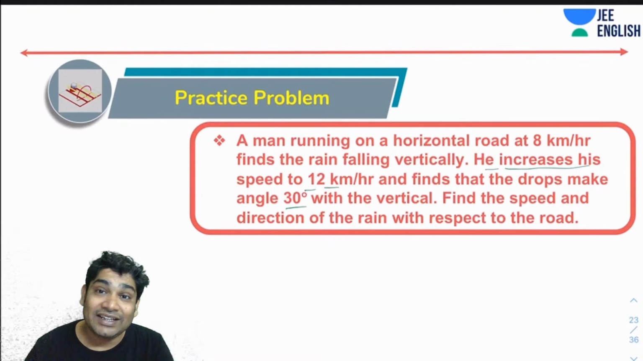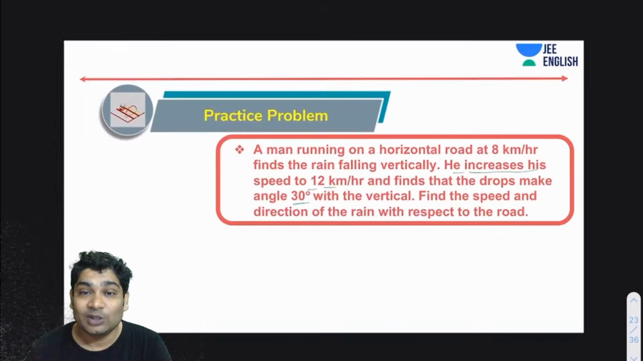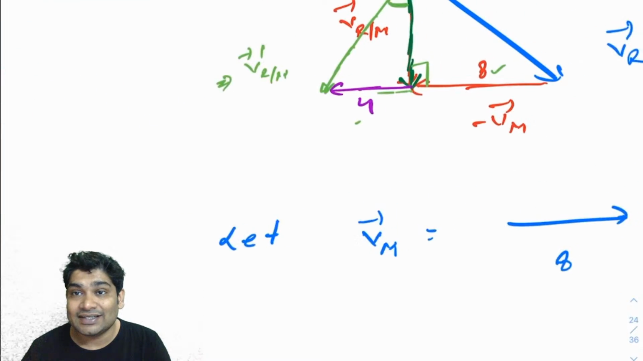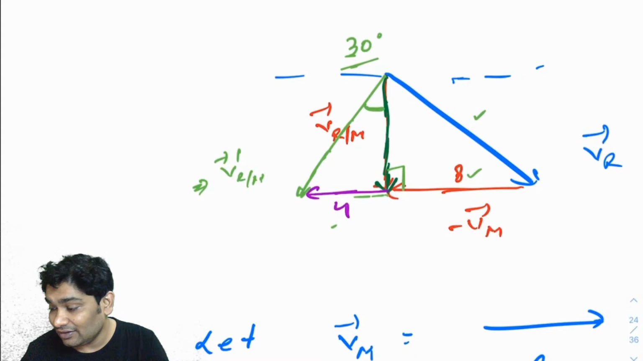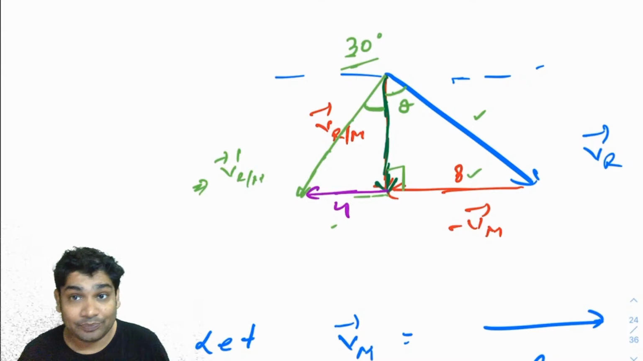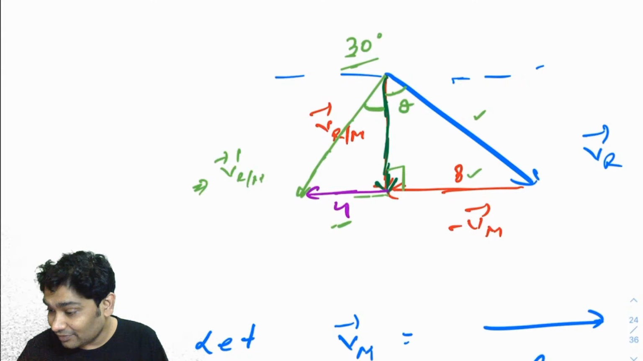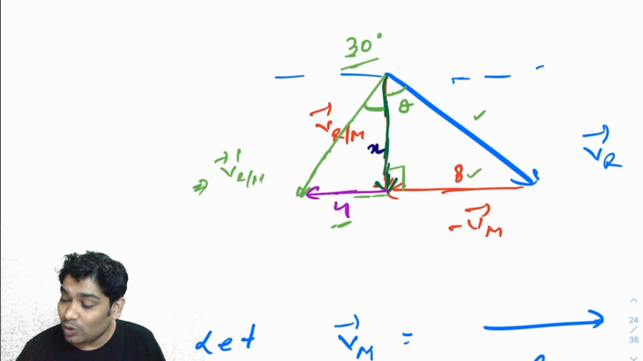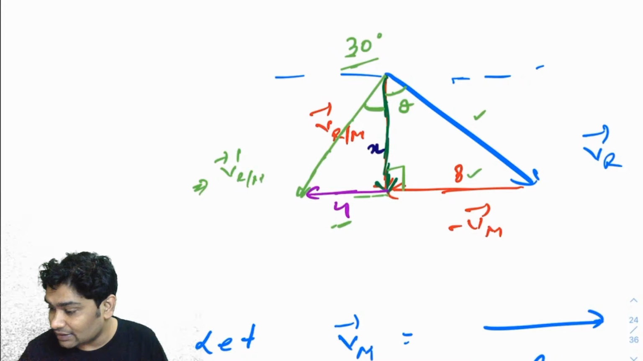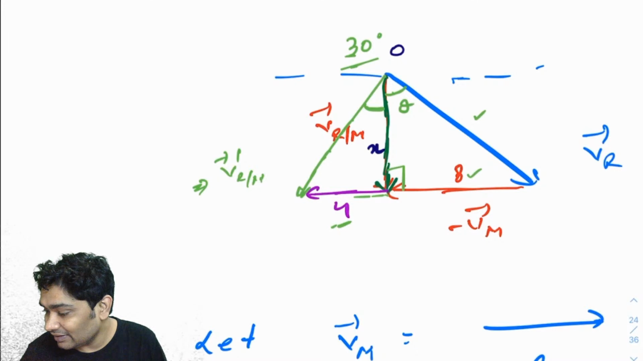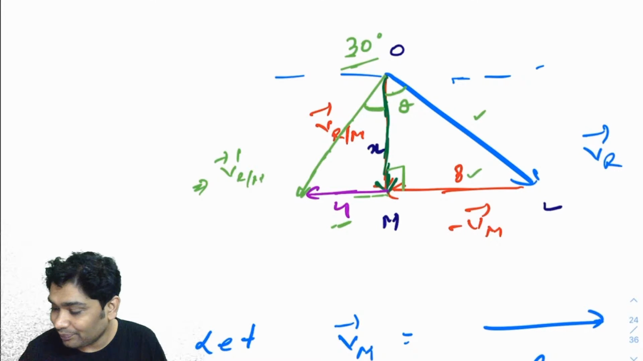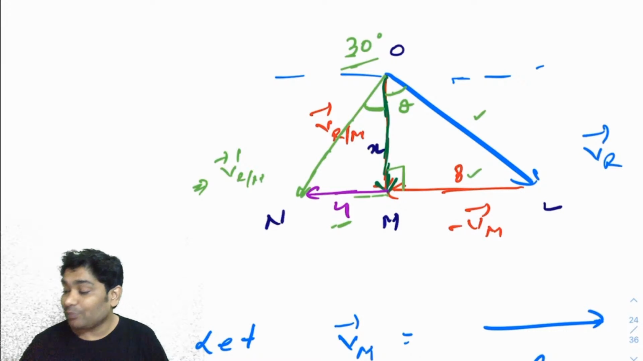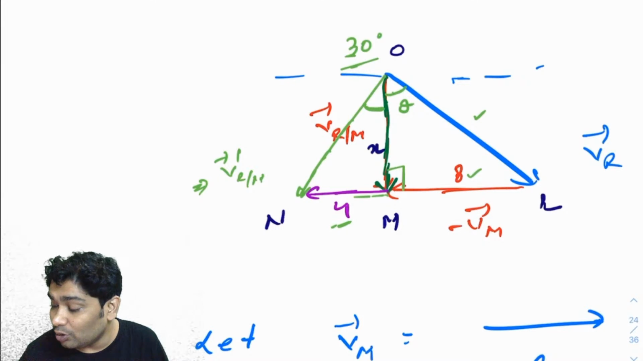Now let's see what has been asked. Find the speed and direction of the rain with respect to the road. So all I need to find is the length of this vector and this angle. Let's call this theta. Now this is very simple. You know this as 4. Let's assume that this is x. And let's start marking this. Let's call this O. Let's call this L, M, N.